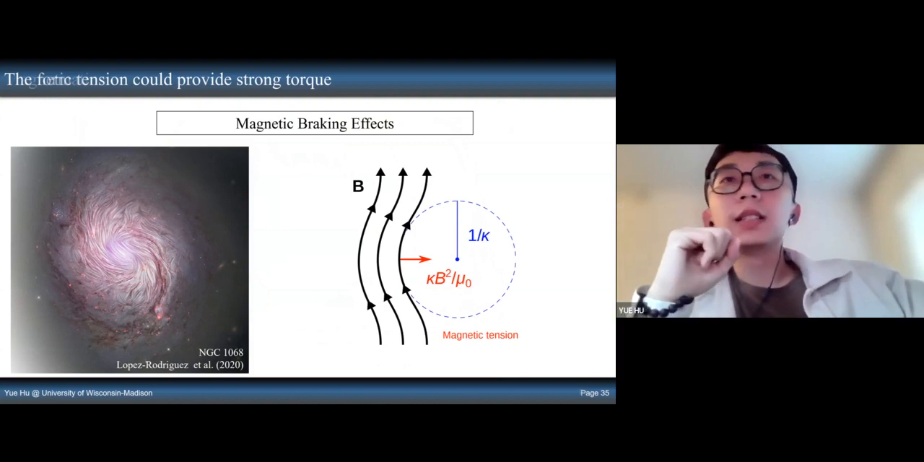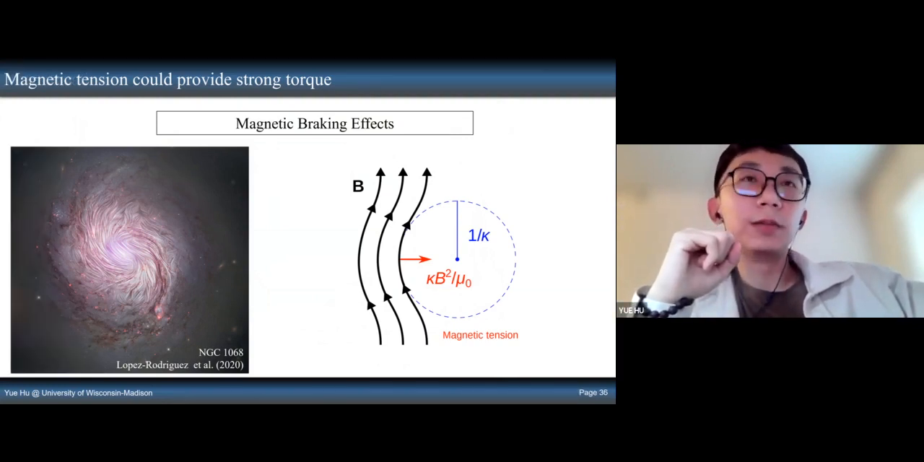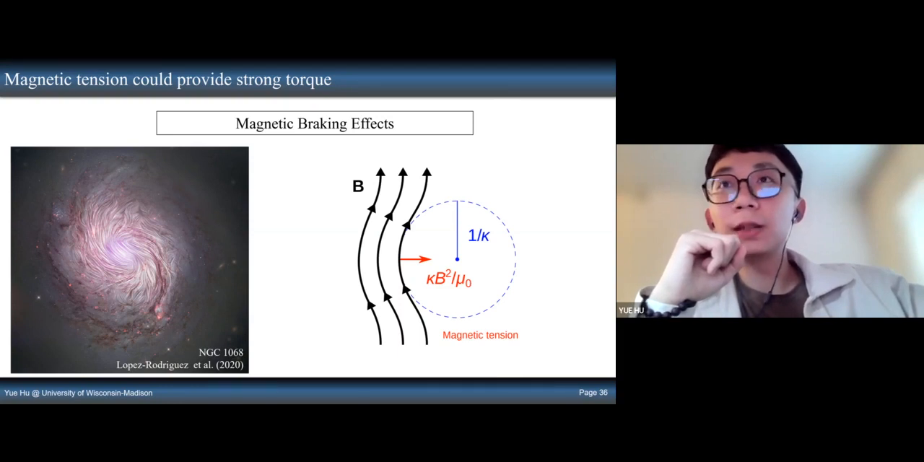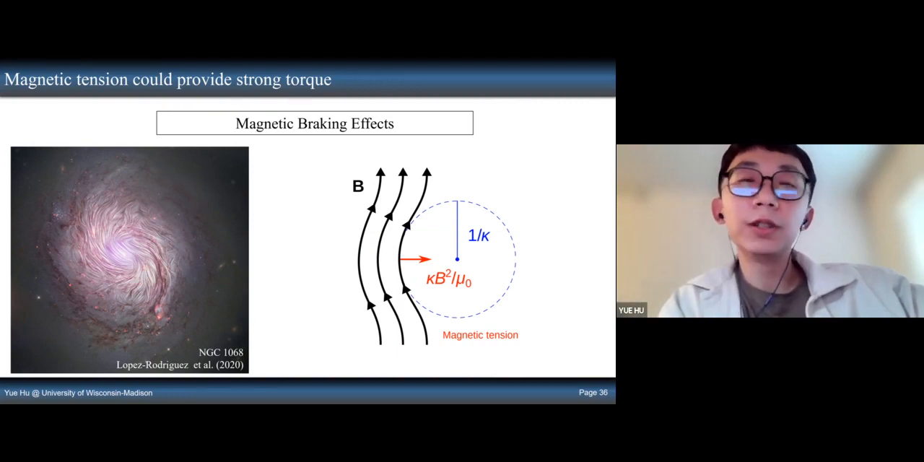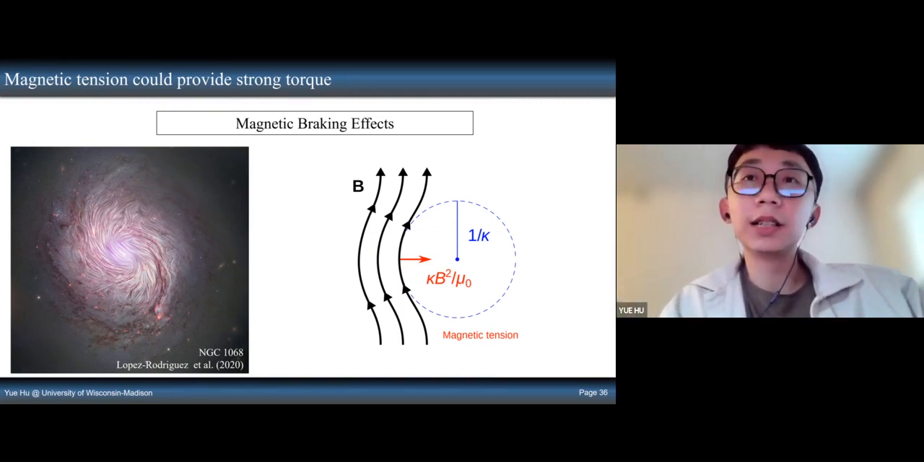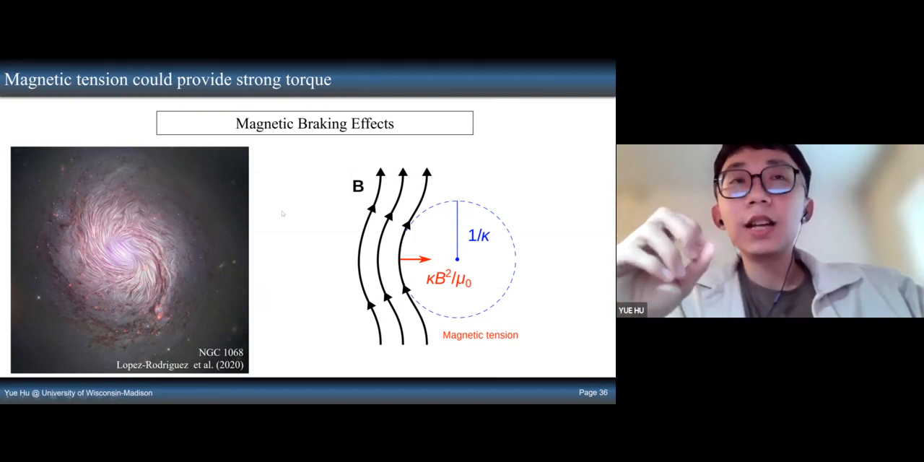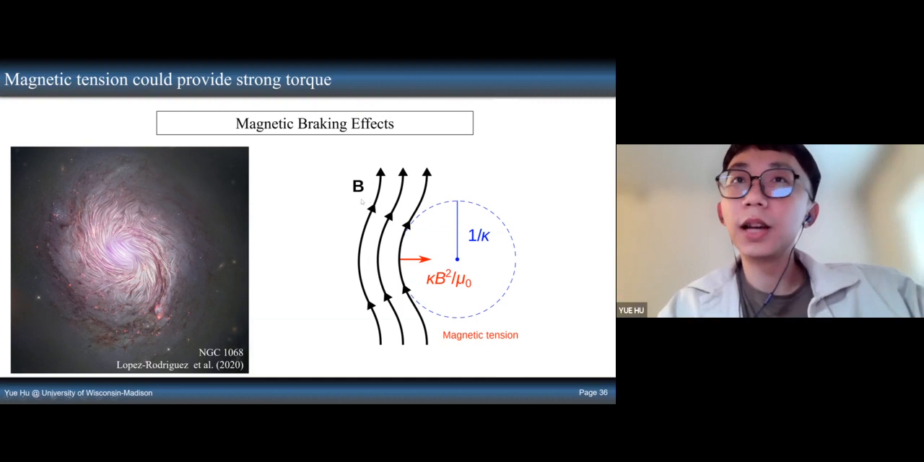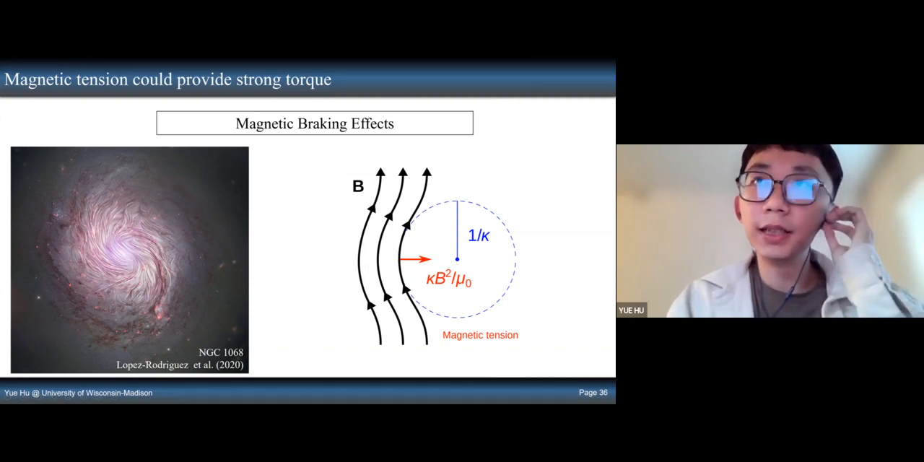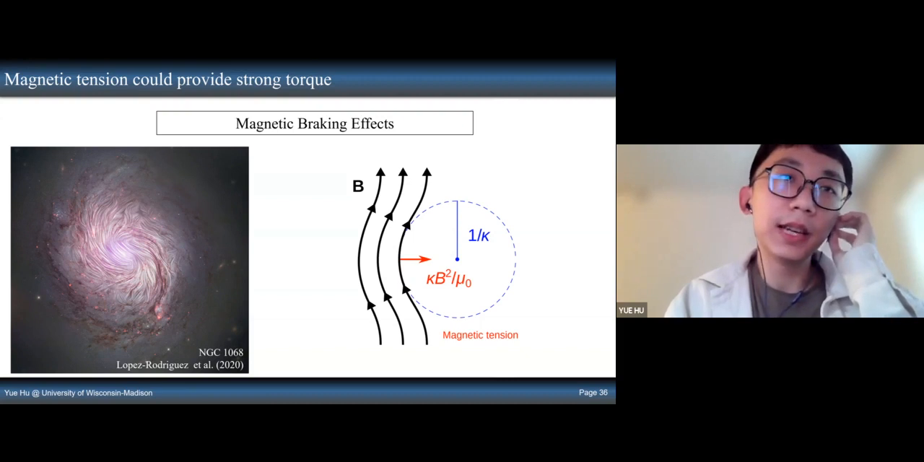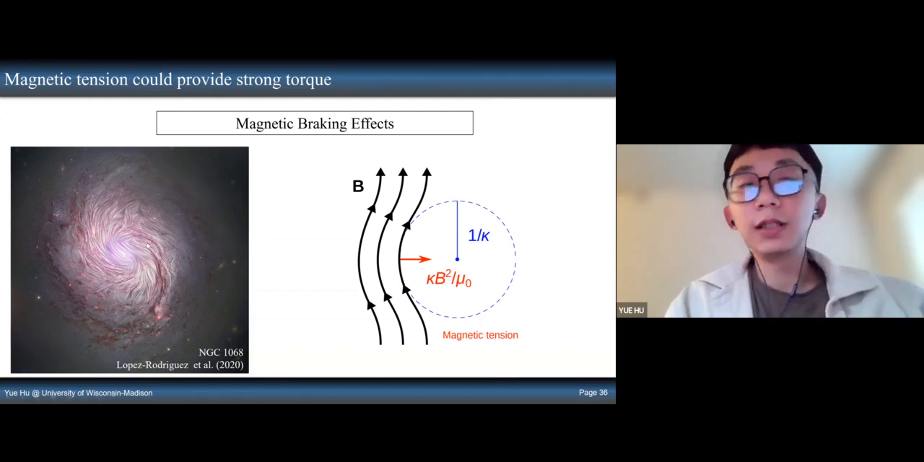And here the effect that has never been studied is from the magnetic field, and I call it the magnetic field braking effect. Because we need an external force to remove the angular momentum so that the gas can fall into the galactic center. Such a strong torque or external force can be provided by the magnetic field tension. And as I showed here, that's a beautiful image of the galaxy NGC 1068. The magnetic field is significantly distorted in the galactic center, from the spiral arm to the center.